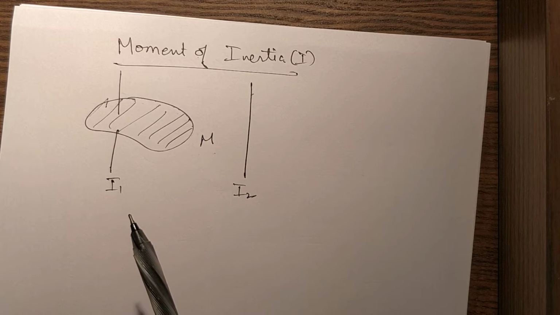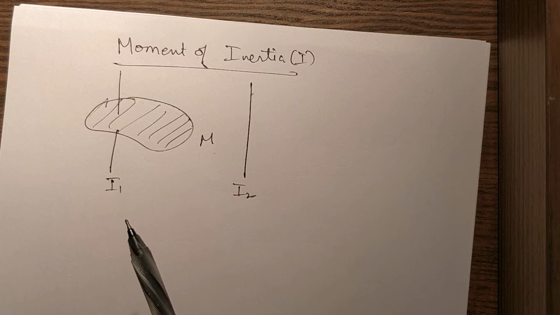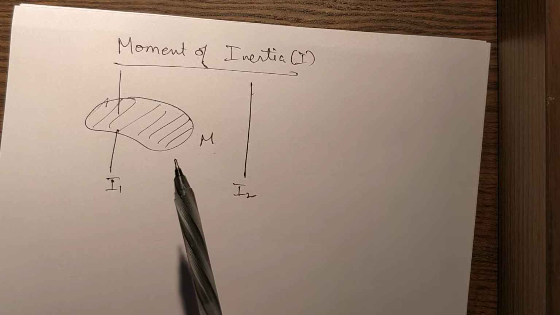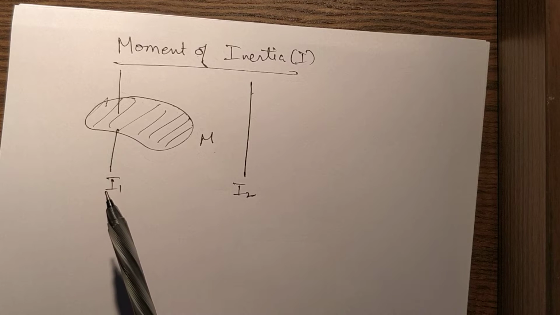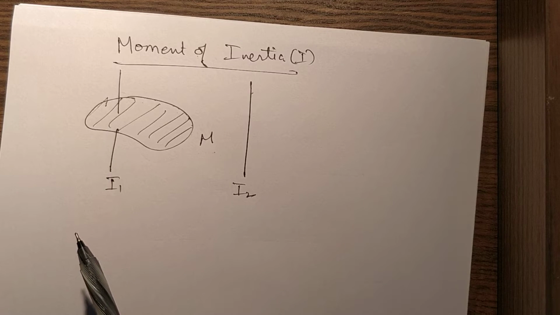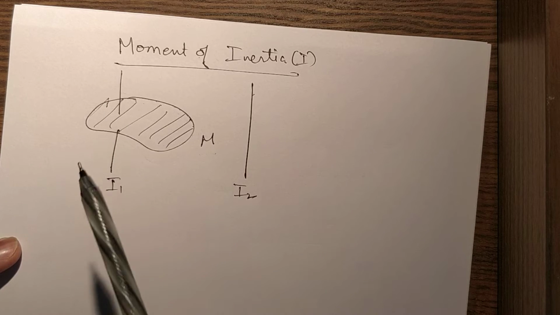Let's start with moment of inertia. It is a measurement of how the mass of a body is distributed about an axis. So if mass is near the axis, moment of inertia will be low as compared to when mass is far away from the axis. And the axis may or may not pass through the body.